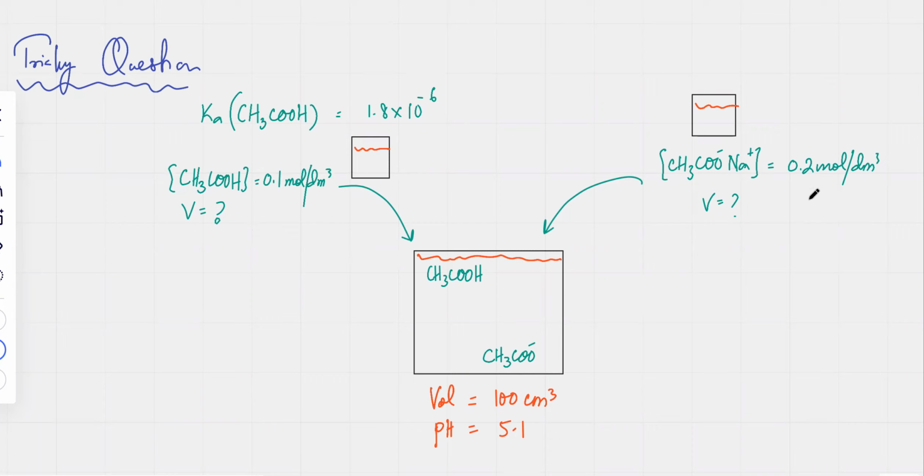Can anyone guess what would happen to the concentration once the two solutions are mixed up? Would it be the same? Would it dilute? Would it become more concentrated? What would happen to the concentration of sodium ethanoate, 0.2 mole per dm cube, if you mix it with ethanoic acid? If you mix the two beakers, what's going to happen to the concentration of the combined mixture? Any guesses?